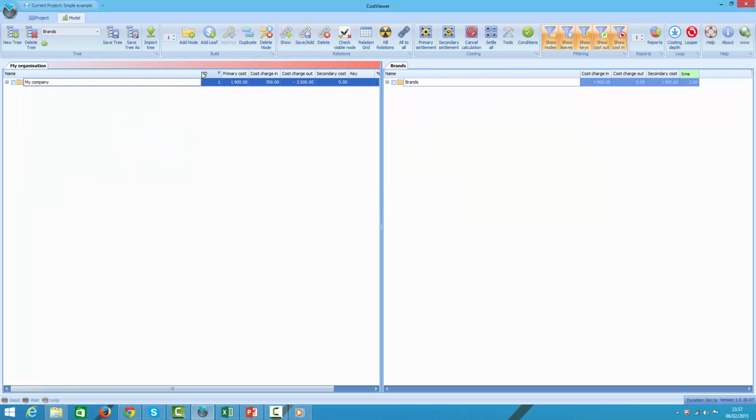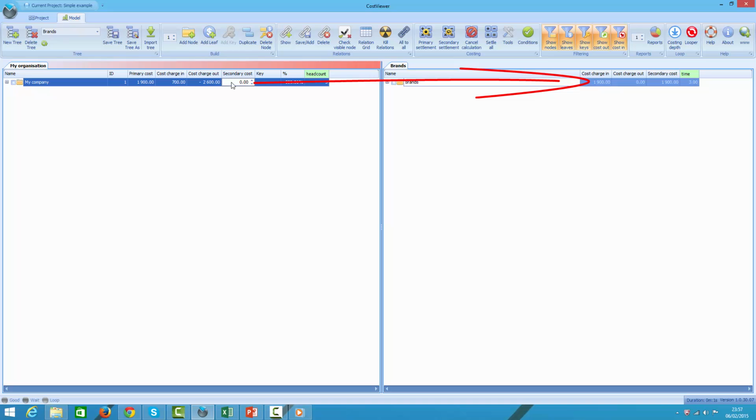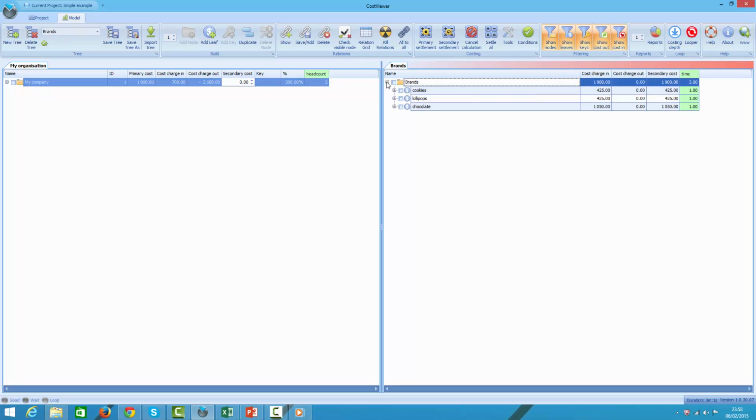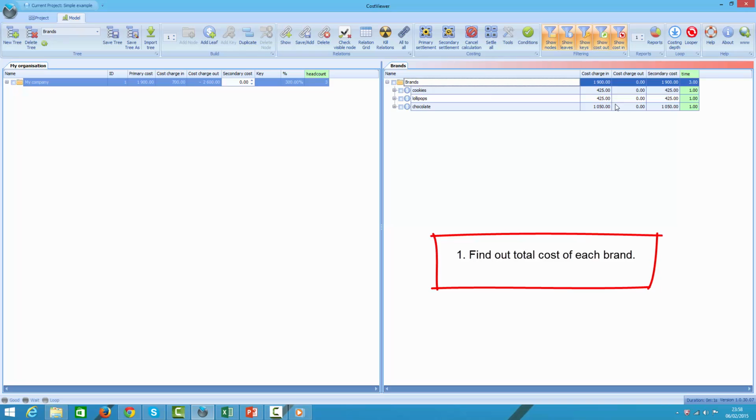Now you can see that my organization tree has 0 balance under the secondary cost column. We had 1,900 and all of this amount was passed on to brands. The brands tree has a balance of 1,900 now. If we expand the tree, we can already see the answer to our first question. We can tell what each brand's cost is.